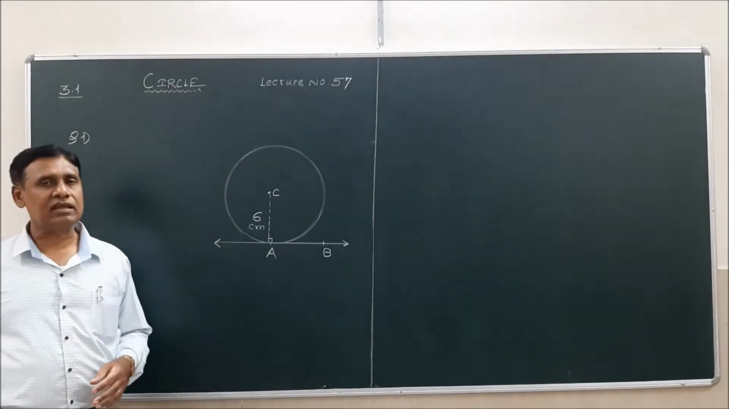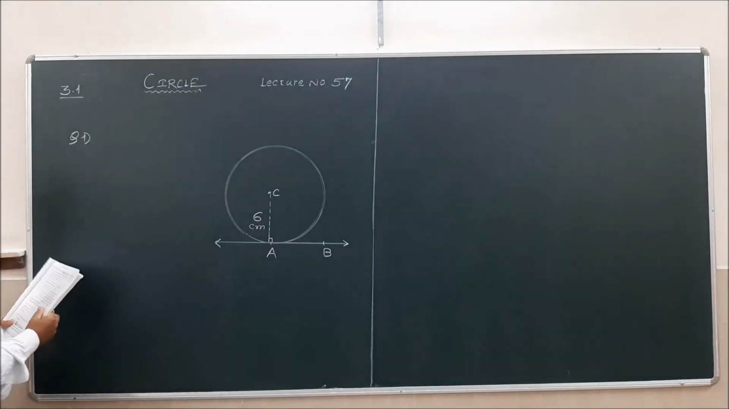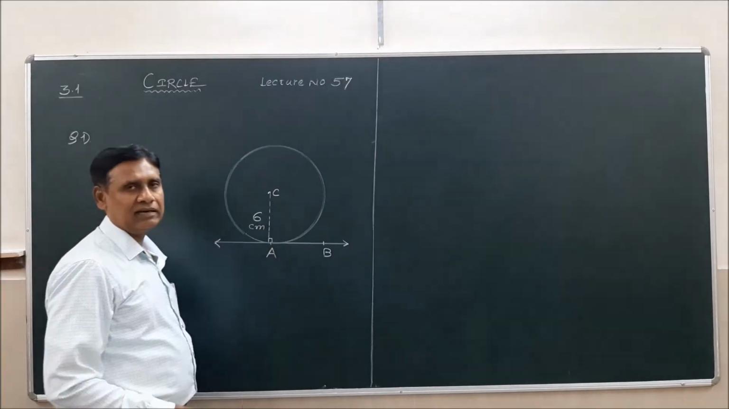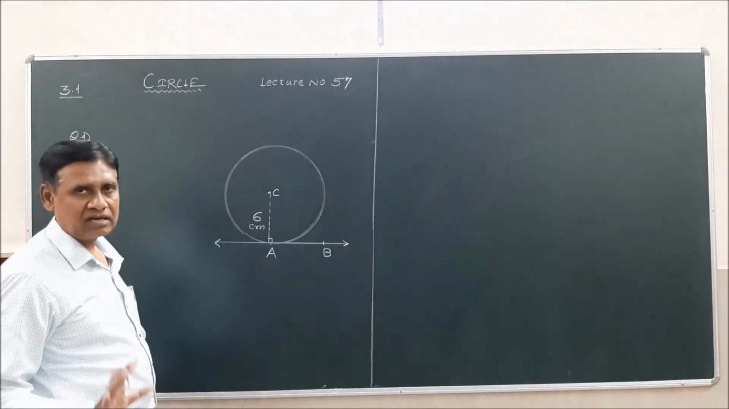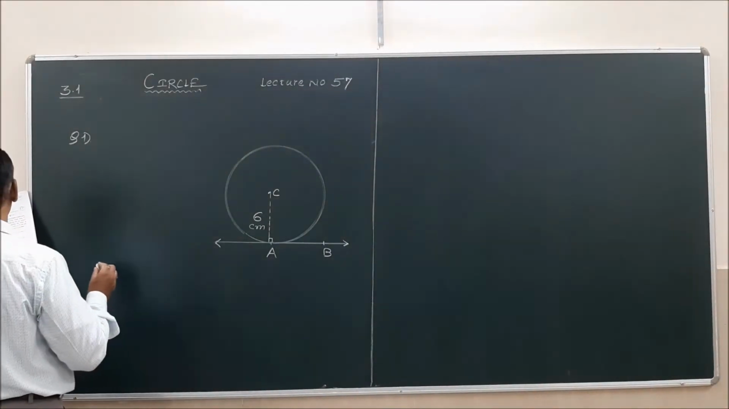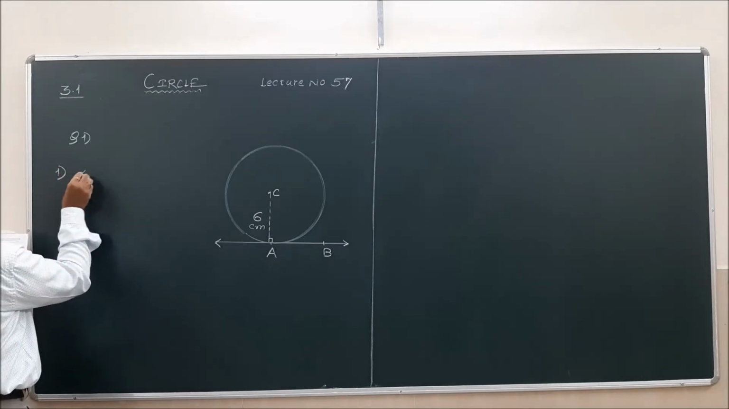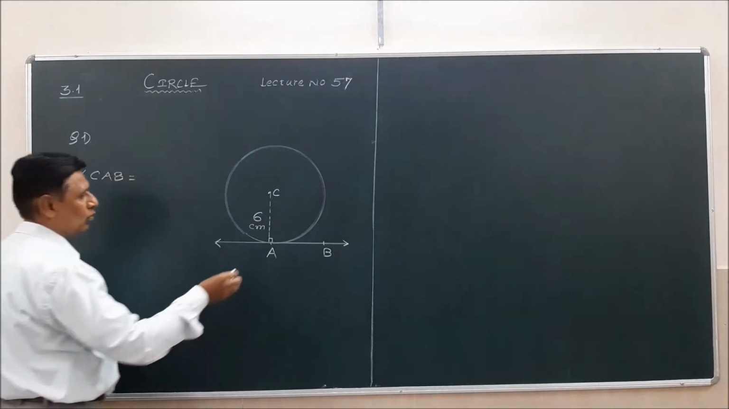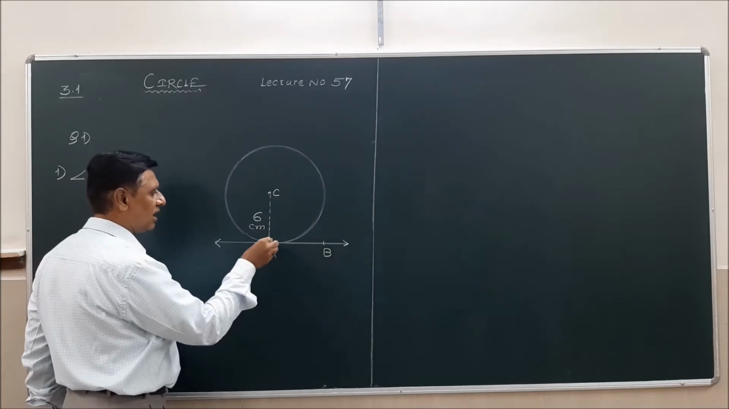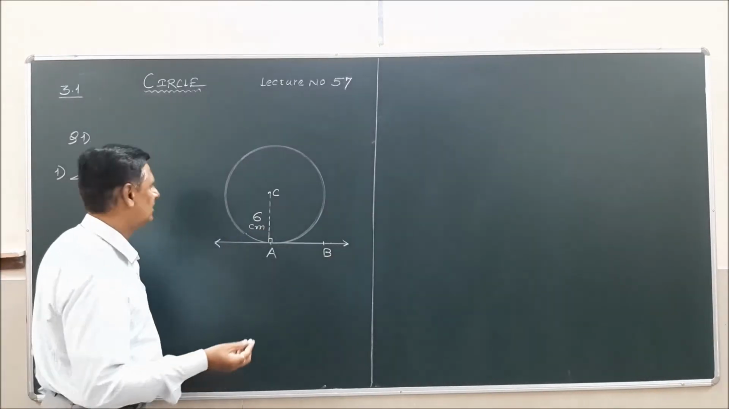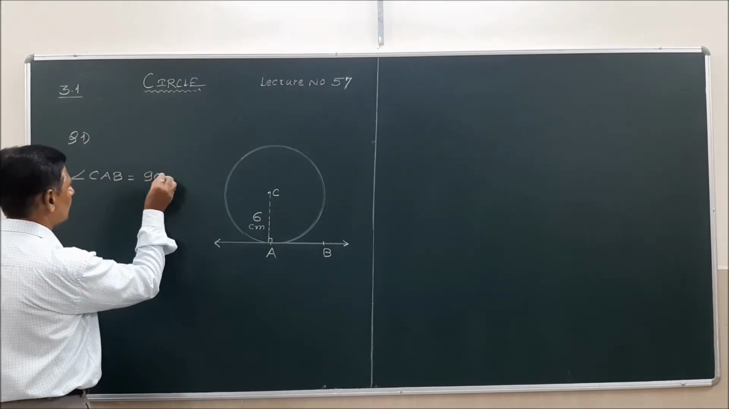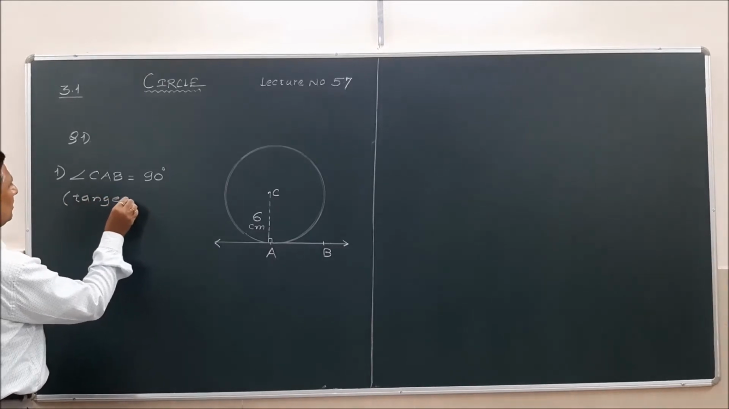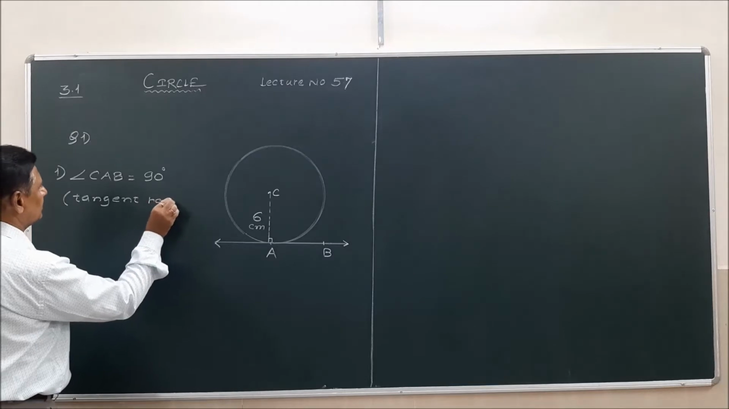So, in exercise 3.1, you will find a circle is given and this is tangent to the circle, and on the basis of this some questions are asked. I am going to write that. So first one, what is the measure of angle CAB? Angle CAB is 90. Reason is also asked. So CAB is equal to 90. Reason is tangent radius theorem.